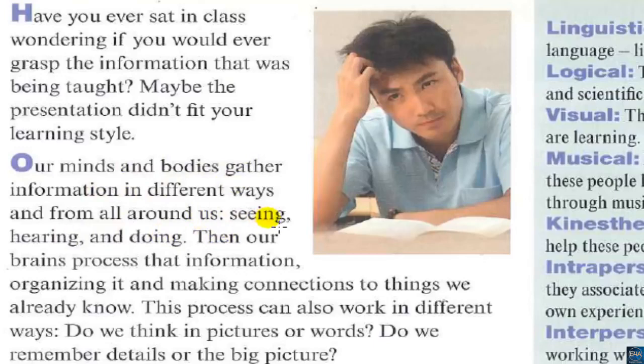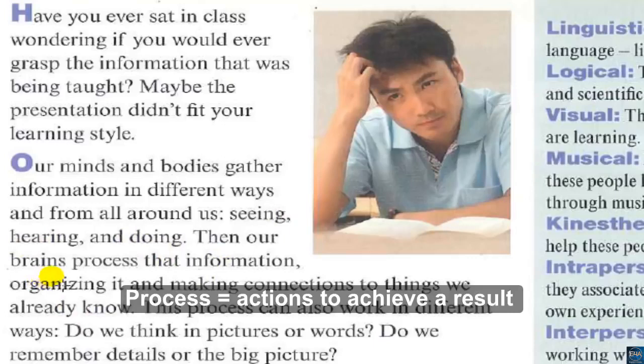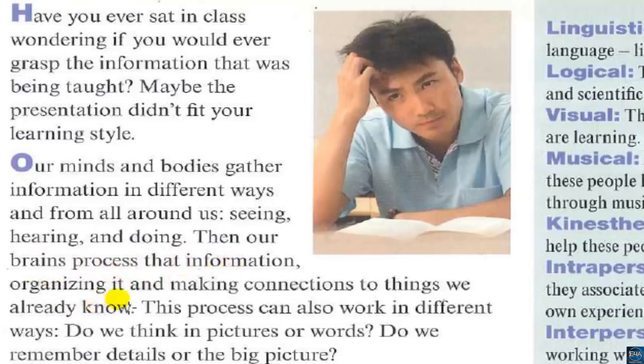By what? Seeing, you see something. Hearing, by listening, by using your ears. And doing, when you do something, you touch it. By touching, seeing, hearing, and doing. Then our brains process that information, organizing it and making connections to things we already know. So after we learn something, we gather the information, we try to make a link between the new information and the things we already know.